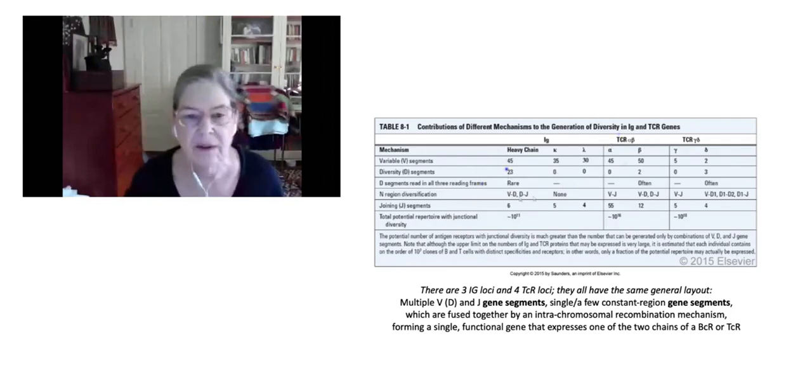Anyway, so here's all the diversification that can happen, and you'll get special joining diversification, N regions and P regions, stuff I'll get to. In the heavy chain and the light chain, VD, DJ. And actually there is some in region. Anyway, I'm not going to get into that. So, and here's your joining segments, and here's your potential diversity because of what we call imprecise joining.